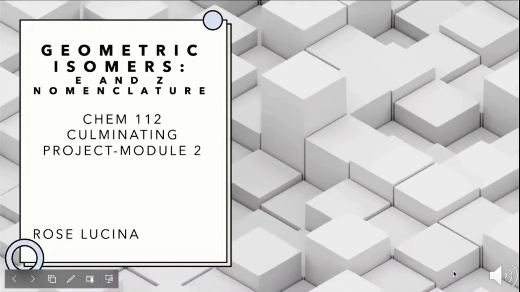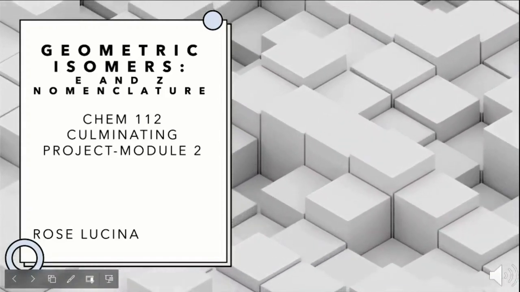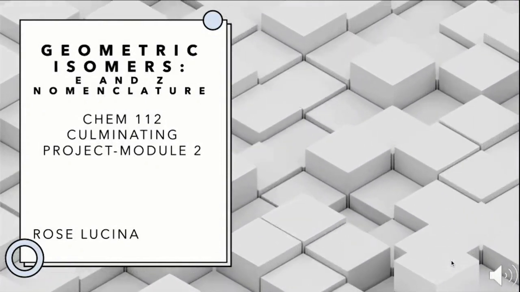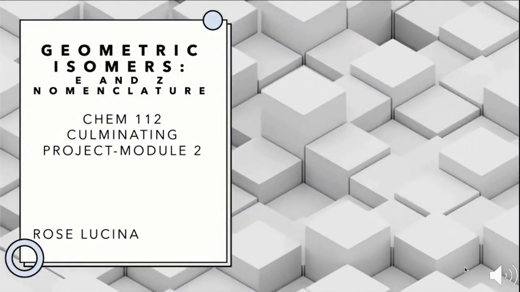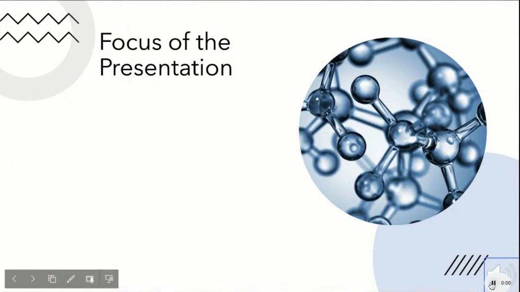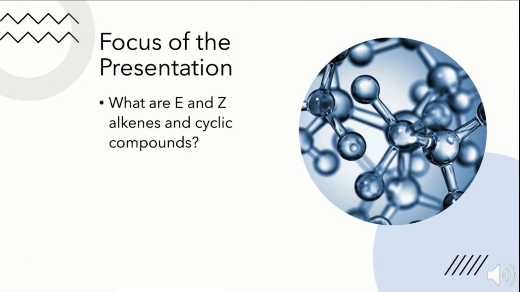Hi everyone. Today this video is going to be talking about Module 2 of Chemistry Course 112 at Queen's University. More specifically, we're going to look at geometric isomers and E and Z nomenclature. Today's presentation will mainly focus on what E and Z alkenes and cyclic compounds are, and then how to identify and name these compounds.